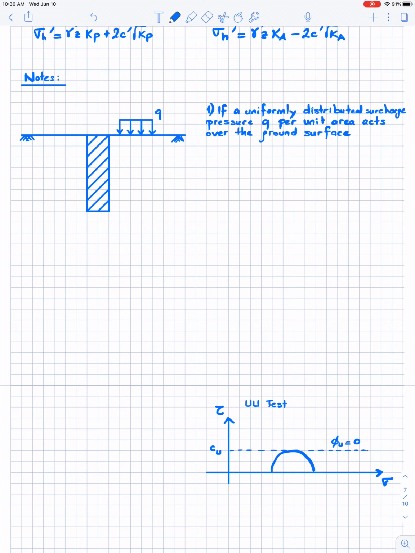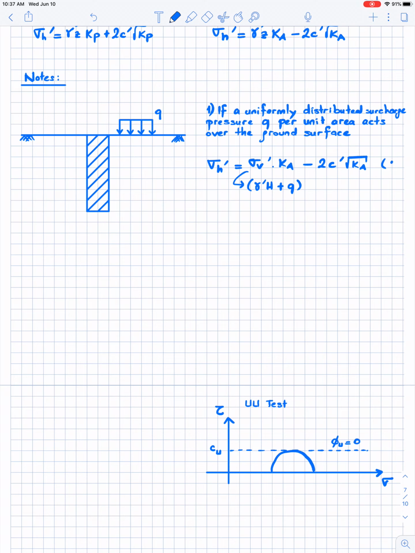earth pressure equation. I would say, sigma H prime is equal to sigma V prime Ka minus 2C prime square root of Ka, right? Now, the only modification over here is that while calculating sigma V prime, instead of gamma prime times H or gamma prime times Z, I will add plus Q. So while calculating sigma V prime, I will add this Q as an additional component.